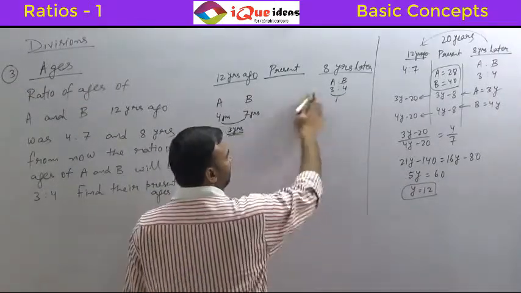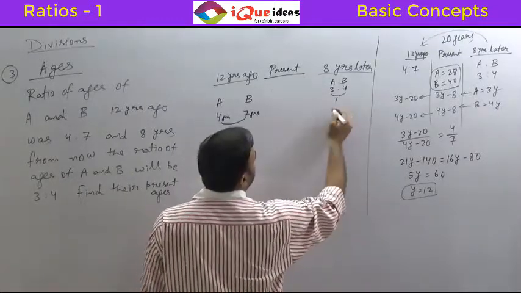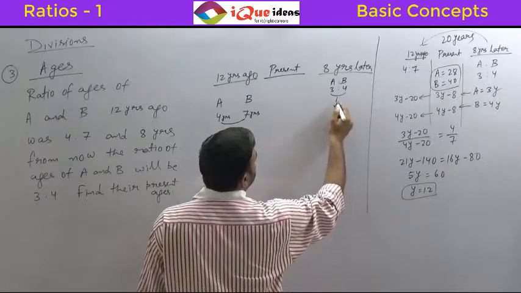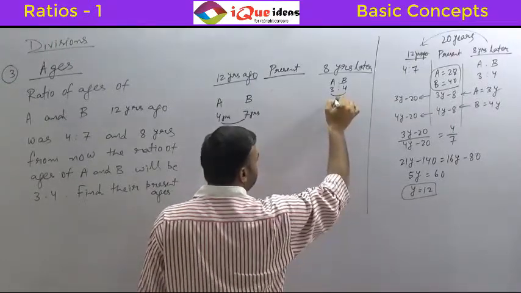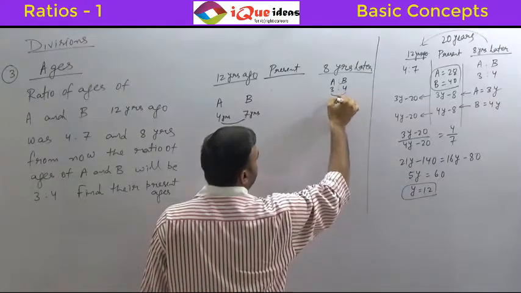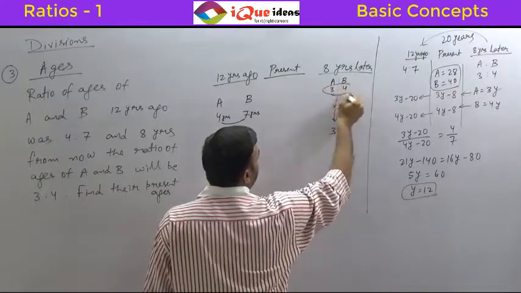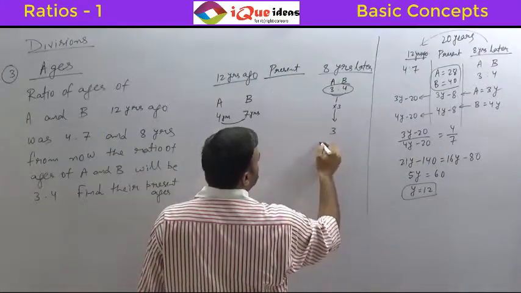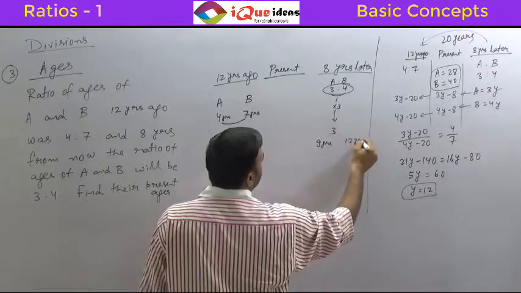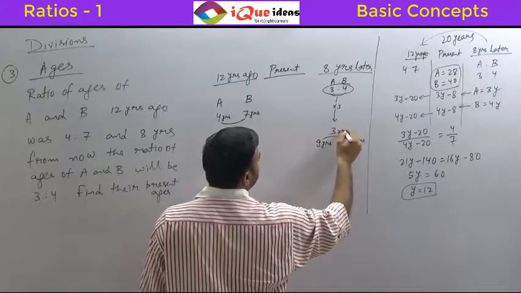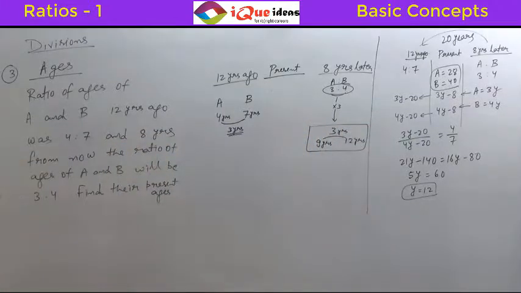As we did in some of the earlier questions, make it 3. How will you make 1 equal to 3? Multiply by 3. So if you multiply by 3, this 1 becomes 3. Now you cannot multiply just this 1 by 3. To get this 1, what did you do? You subtracted this from this. So you have to multiply the whole thing by 3. So A will become 9 years and B will become 12 years. And hence the difference will become 3 years. Now these values can be taken as the original values.